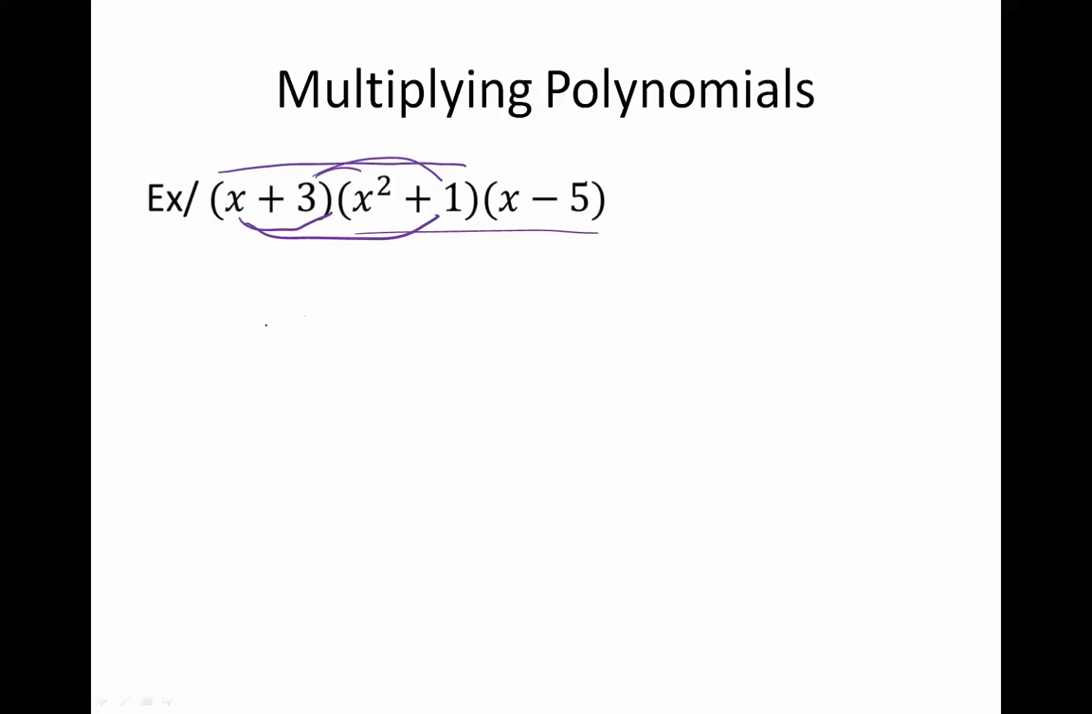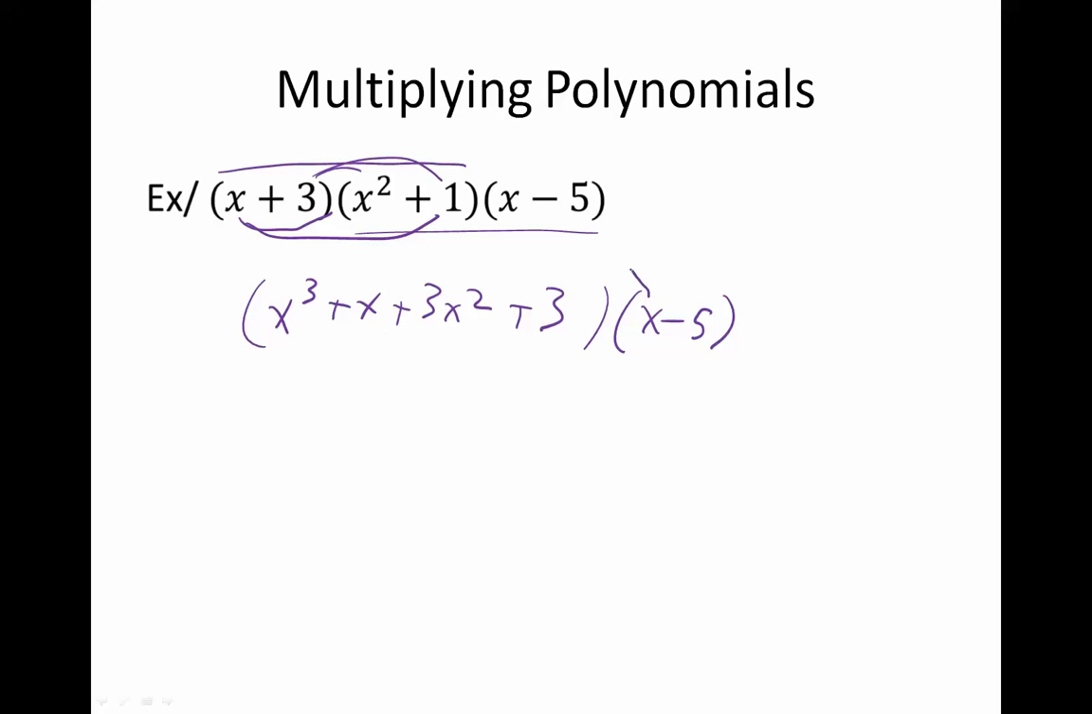X times x squared gives us x cubed. X times 1 gives us plus x. 3 times x squared gives us plus 3x squared, and 3 times 1 gives us plus 3. And now we need to multiply that by x minus 5. Well, it's a lot of multiplying that we got to do, but we're going to make sure that everything in this polynomial multiplies everything in this polynomial.